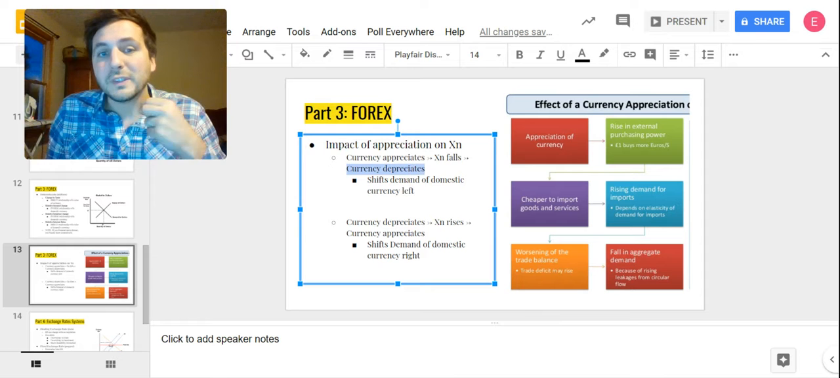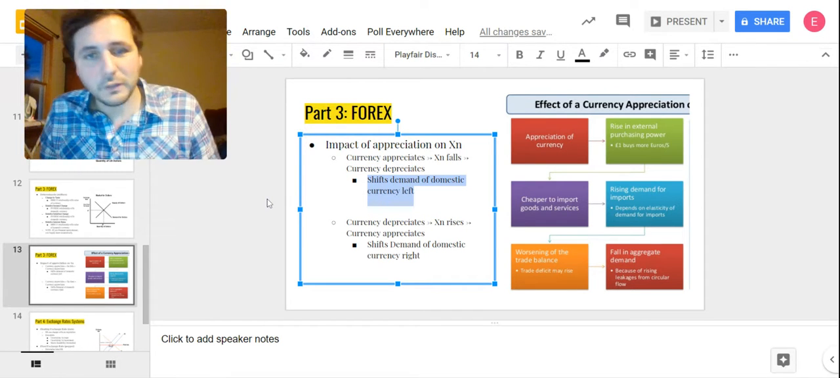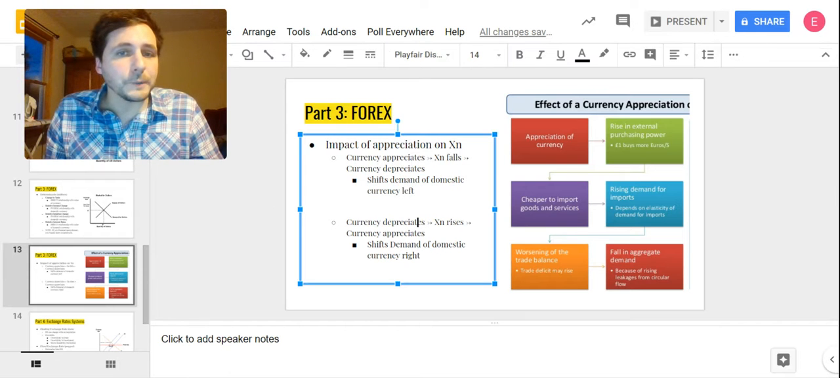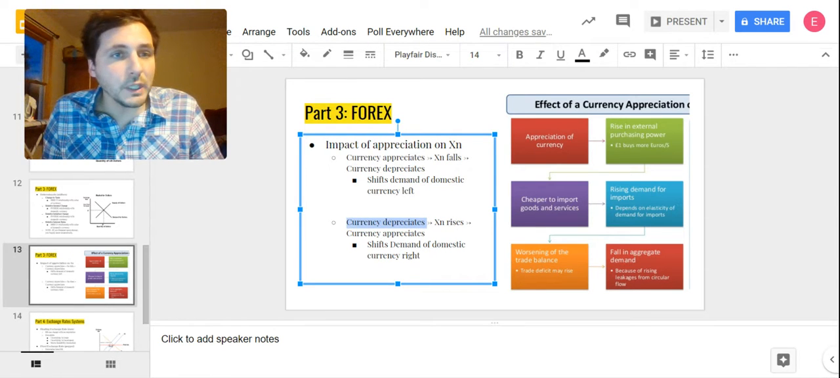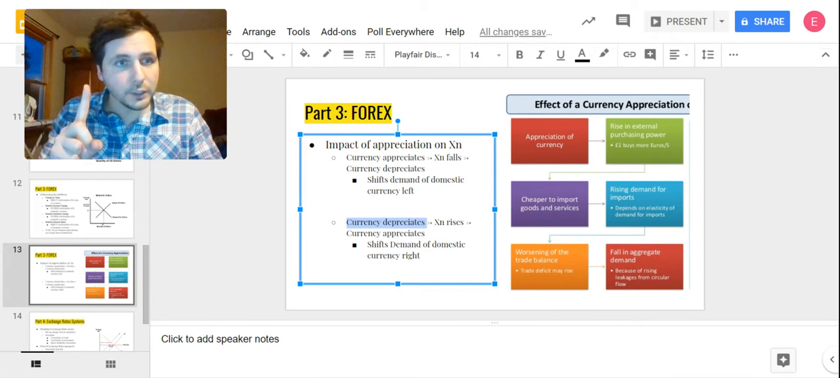Net exports falls, currency depreciates as a result, shifting the demand of our domestic currency to the left. Vice versa. When currency depreciates, it is going to necessarily have a secondary impact, not initial, but secondary impact of appreciating.